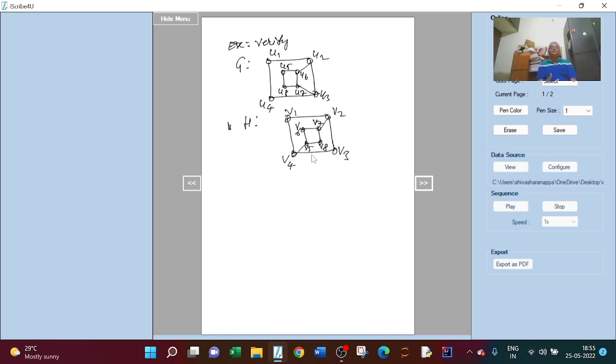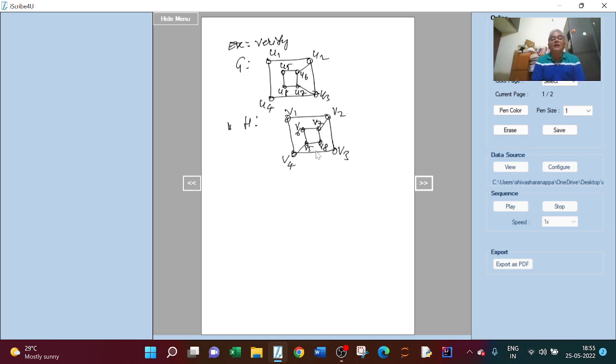This is because, see, if you observe the graph, there is a cycle. U2, U3, U7, U6 is a cycle. And on this cycle, we have degree of this vertex is 3, degree of this vertex is 3, degree of this vertex is 3, degree of this vertex is 3.